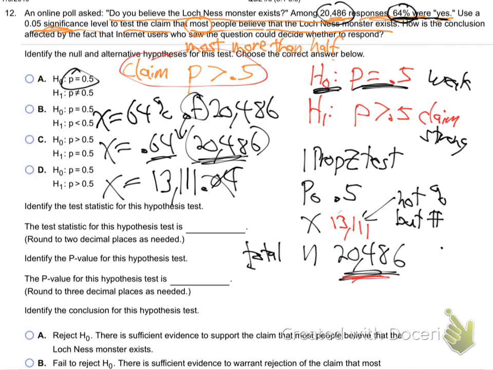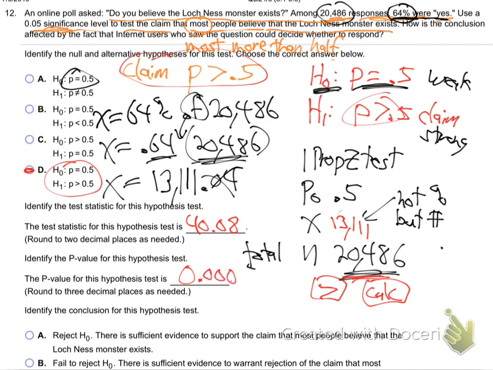So there's what you put into your calculator under the 1 proportion z, and of course we're choosing the greater than option, and hit calculate. And when you do, oh, here was our setup. I forgot to say this is D, our setup there. When you do, you'll get a test statistic that's 40.08, a p-value that is 0. They want 3 decimals. They might want you to go 0.000 or just 0. I don't know how picky MyMathLab will be.